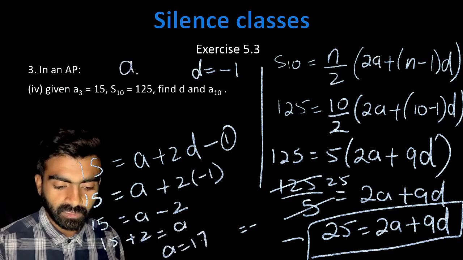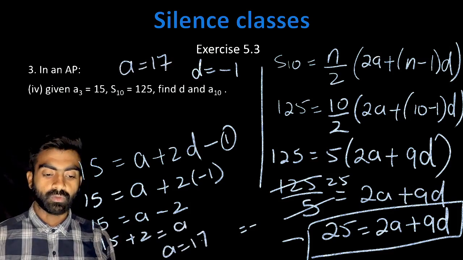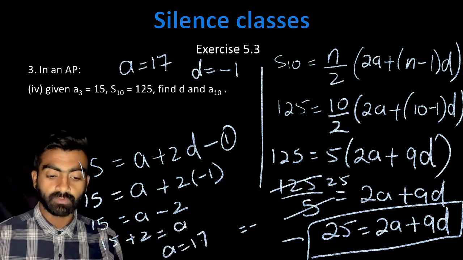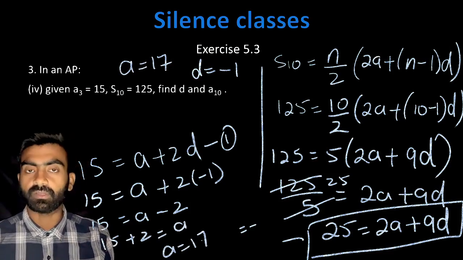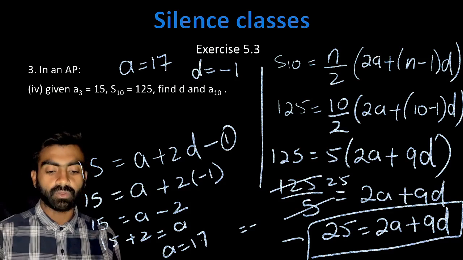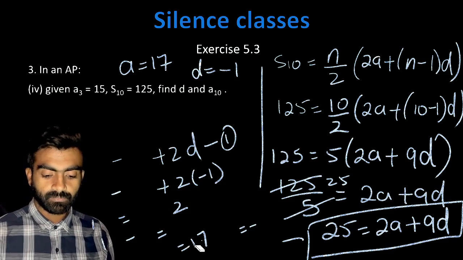Now we also got a is equal to 17. So the common difference is minus 1, and a, that is the first term, is 17. Now we got each and everything. Now we can find a10.